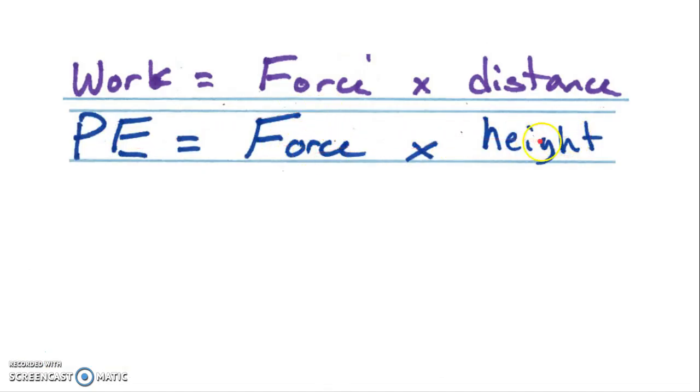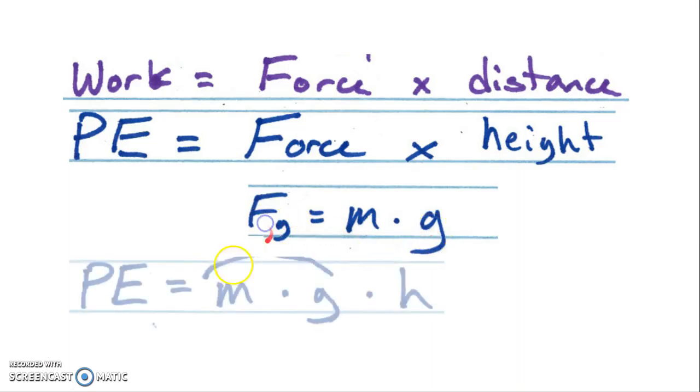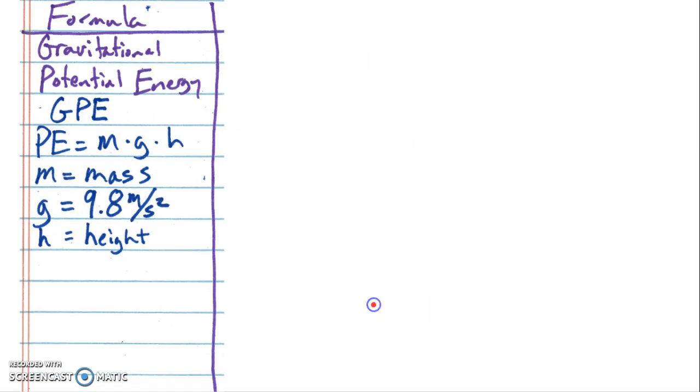And so the force of gravity is equal to mass times the acceleration due to gravity. If that mass times the acceleration due to gravity is our force of gravity, then the potential energy due to gravity is mass times gravitational acceleration times the height, or the distance above the ground.